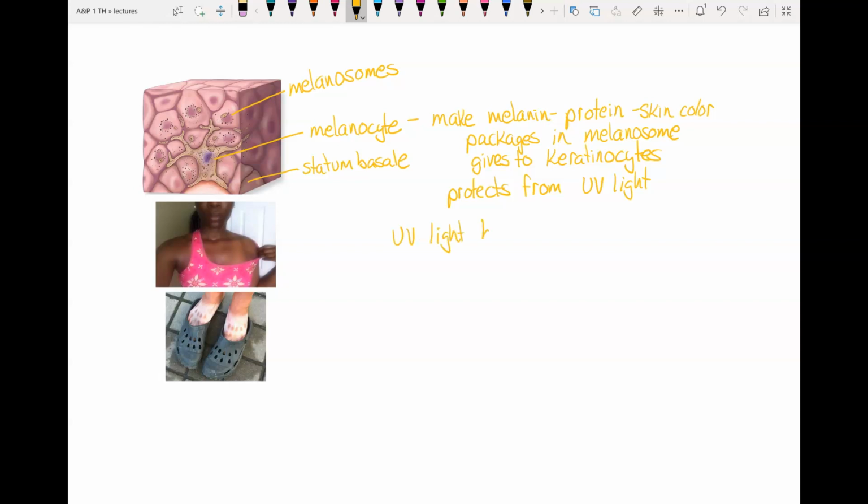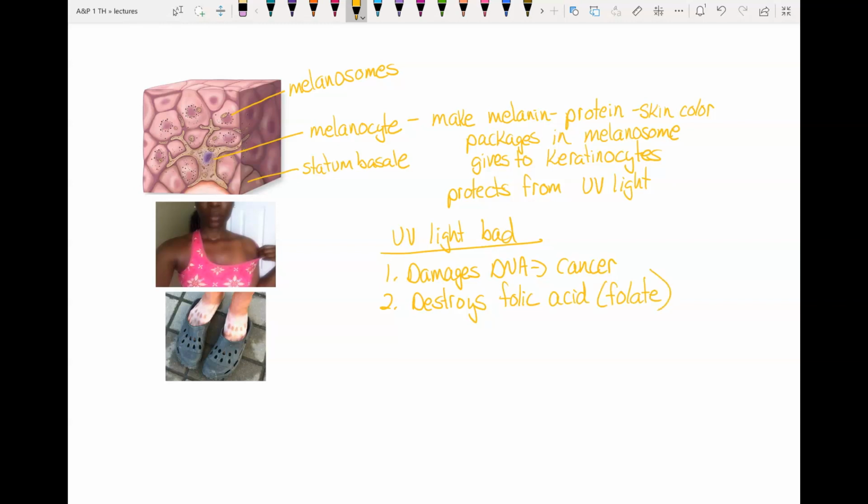First, we'll look at why UV light is bad for you. UV light damages your DNA. And this can lead to cancer. So this is why you can get skin cancer if you spend too much time in the sun, because all that UV light will damage your DNA and cause cancer. The other bad thing UV light does to you is it destroys folic acid. Folic acid is also known as folate, so same thing.